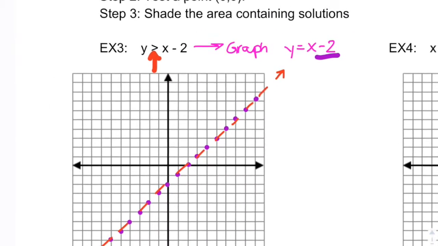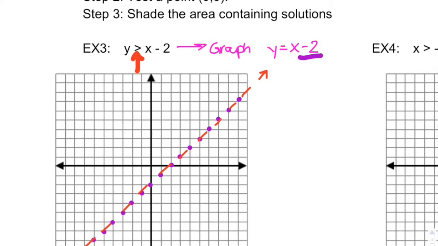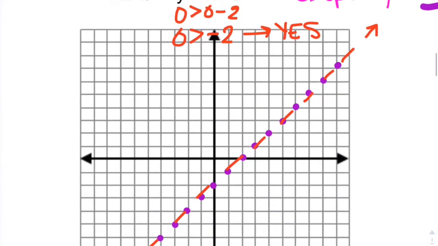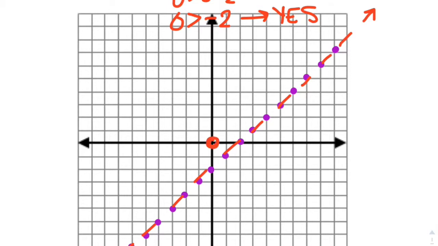So now step 2 says to test the point 0, 0. That means I need to take the point 0, 0 and plug it into my equation to see if it's true. So I'm going to plug it in here, 0 in for y and 0 in for x. So I have 0 minus 2. 0 is greater than negative 2. Is this true? Yes, that is true. That is a solution. That means I'm going to shade on the side of the graph where 0, 0 is. So 0, 0 is over here. That means I need to shade this side of the graph. So I'm simply going to shade right here.